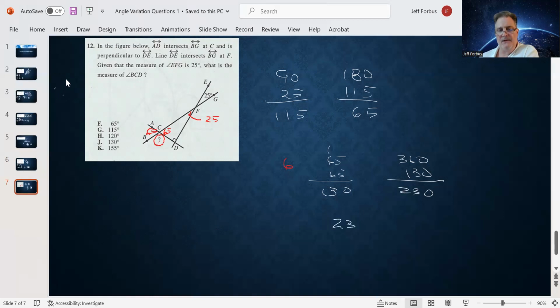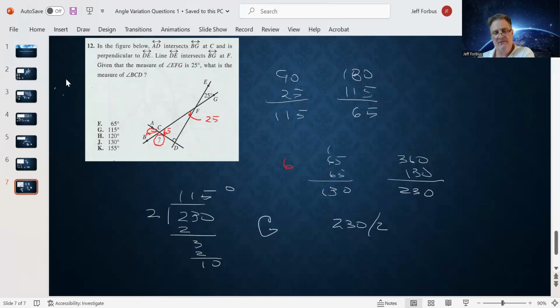So 230 split in half. So that's going to be 230 divided by 2, 115. So our angle is going to be 115 degrees that we're looking for, and that's going to be answer choice G. Okay. We're going to stop right there.